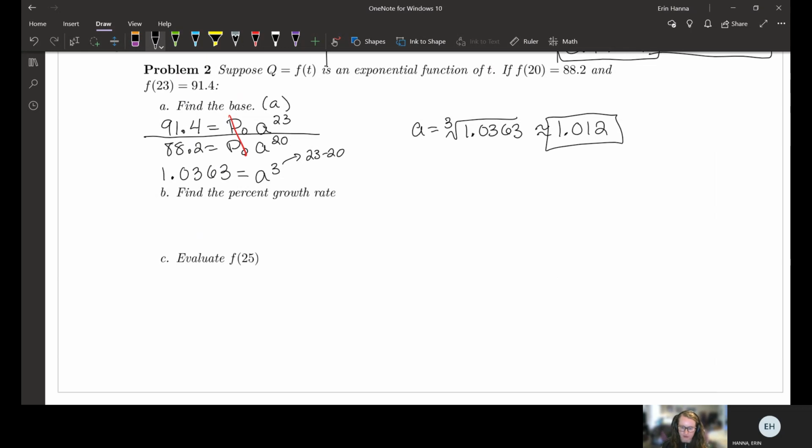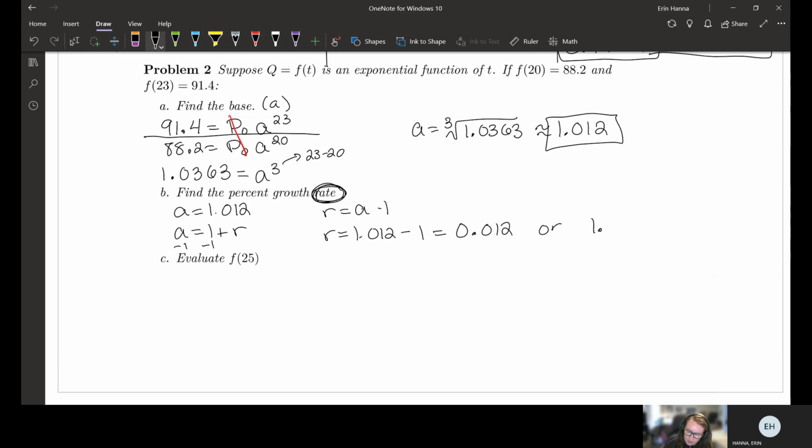Then we want to find the percent growth rate. So the word rate should tip you off to the fact that we want R. So if A is 1.012, and A is also equal to 1 plus R, then we have that R is equal to A minus 1 if you just subtract 1 from both sides of this equation. So R is equal to 1.012 minus 1, so 0.012 or 1.2%.